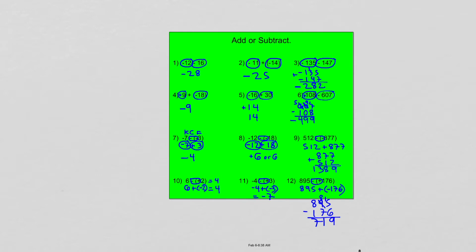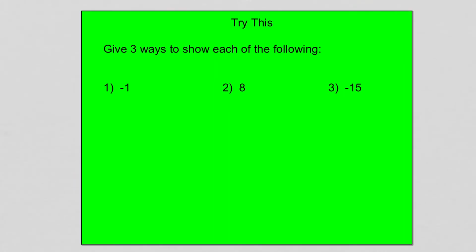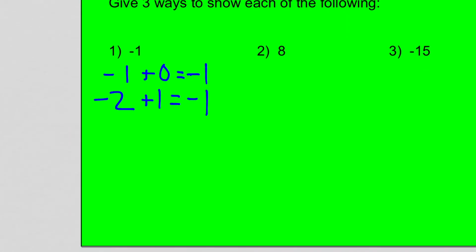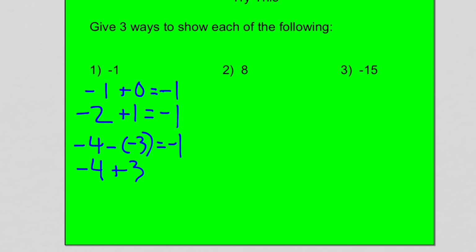What I want to do today is just wrap this up by looking at some problems and some different kinds of questions. So what I put here is try these, and I said, give ways to show each of the following. Give 3 ways to show negative 1. Well, I could do negative 1 plus 0 equals negative 1. I could do negative 2 plus positive 1 equals negative 1. Or, if I wanted to really get fancy, I could do something like negative 4 subtract negative 3 equals negative 1, because negative 4 subtract negative 3 means negative 4 plus 3. So doing these kinds of questions gives you a way to be a little creative.